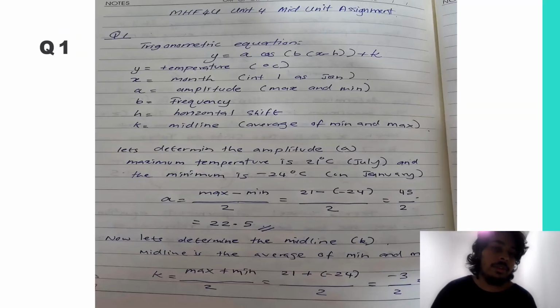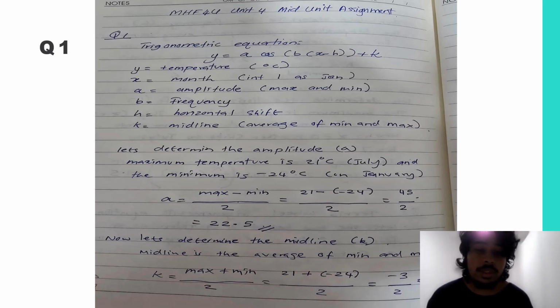So the first question is trigonometric equations, and it is y = a cos(b(x − h)) + k. Y is equal to temperature, which is in degrees Celsius. X is month, with 1 as January. A is amplitude, the max and minimum. B is frequency. H is the horizontal shift. And K is the midline, which is the average of the minimum and the maximum.